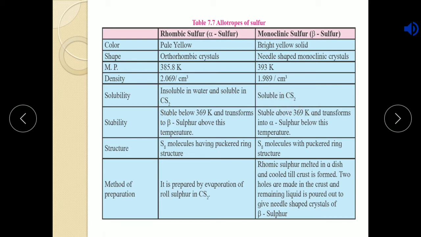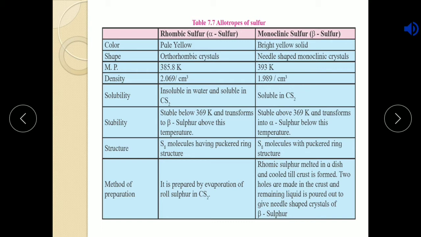If we consider the solubility, both these forms are insoluble in water, but both are soluble in carbon disulfide, that is CS2. Stability. Now, about stability, these both forms are interconvertible. They are stable at a certain temperature. The temperature which acts as a boundary between these two forms is 369 Kelvin. Below 369 Kelvin, alpha form is stable.